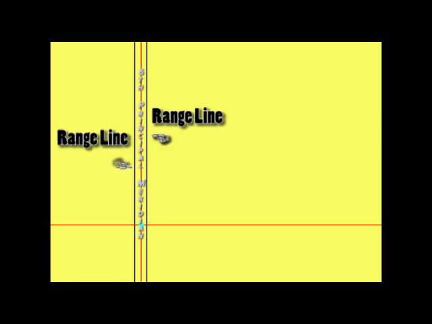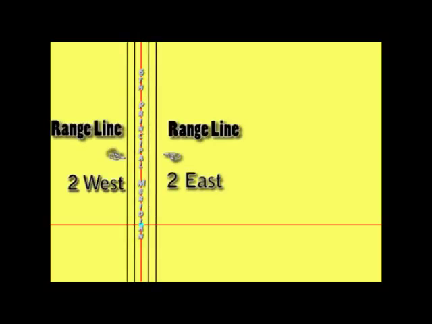The first line to the right of the principal meridian would be called Range 1 East, and the first line to the left of the principal meridian would be called Range 1 West. 6 miles from Range 1 East and West would be another range line. These lines would be called Range 2 East and West, and so on from there.